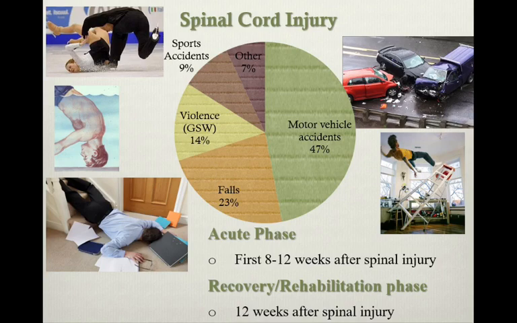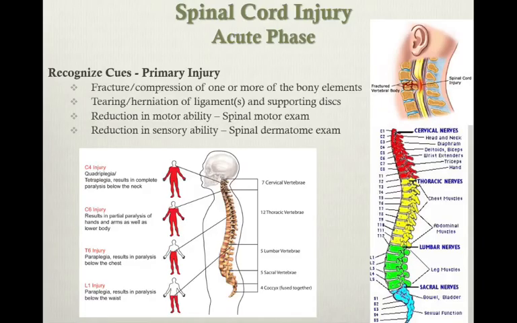So the first part of this lecture that we're going to go through is what we're doing in the first phase of injury, and then we're going to be talking about some common rehabilitation complications. So let's talk about the acute phase, spinal cord injury to the first few weeks after spinal cord injury. The cues are pretty obvious.